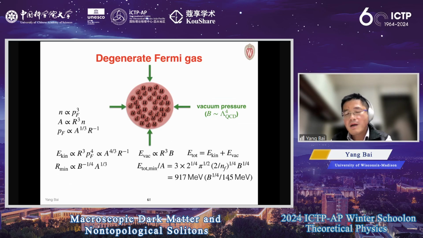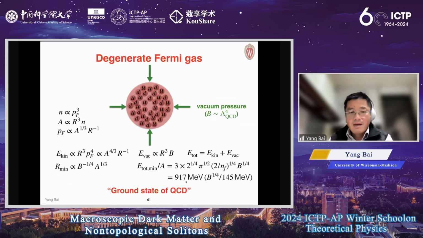If I tell you that it's 145 MeV, you will get an energy per baryon of 917 MeV. Just to remind everybody, the proton mass is 938 MeV. Iron, which is the most stable element, has a mass per baryon of around 930 MeV. So if you have a slightly smaller Bag parameter, you could have this quark nugget be even lower than iron.